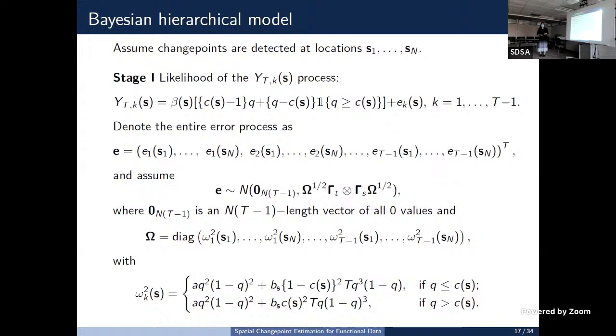And recall from the proposition, in the variance part, we have two parameters. One is A, which is related to the error process. The other is B, which is spatially varying and related to the change function.